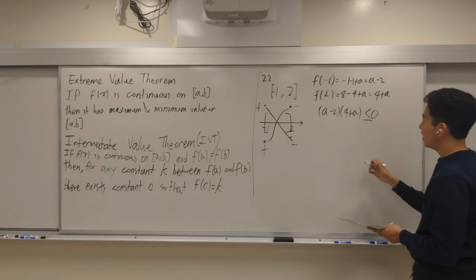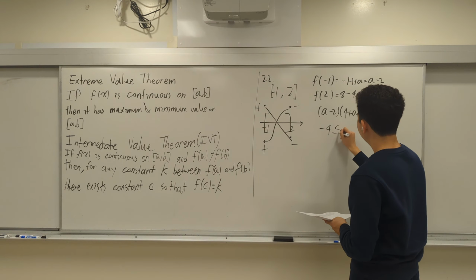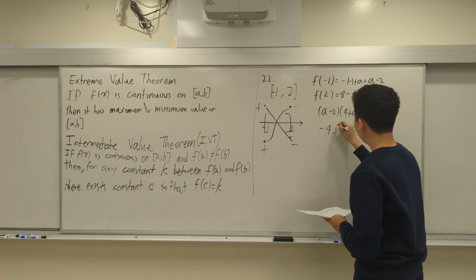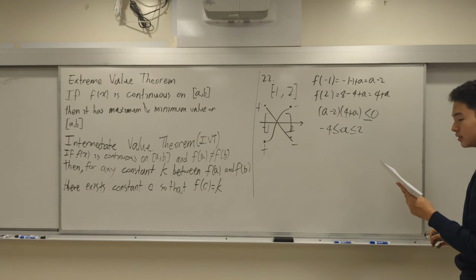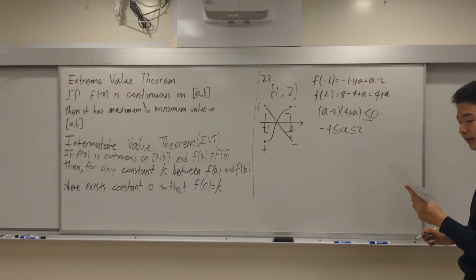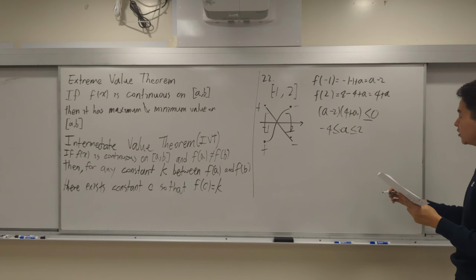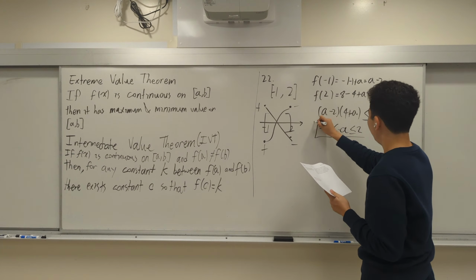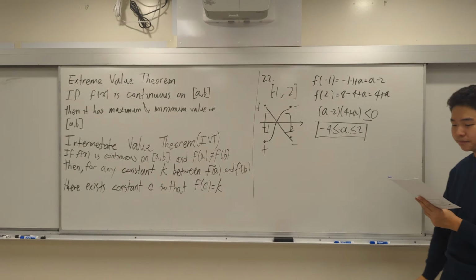So now we can solve it: -4 ≤ a ≤ 2, like that, right? So for what range? Then we can highlight this as our answer, okay?